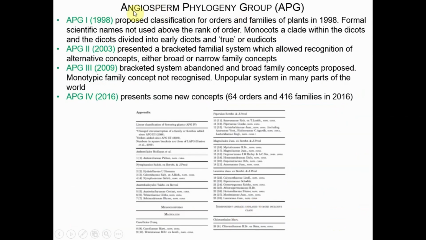I'll show that to you now. So these are the 4 classifications that have been published, and they are APG 1, 2, 3, and 4. The most recent in 2016, and each one is slightly different to the next. So you can see that they list the orders, and within the orders they have the families that are recognized. In the most recent one they recognize 64 orders and 416 families.